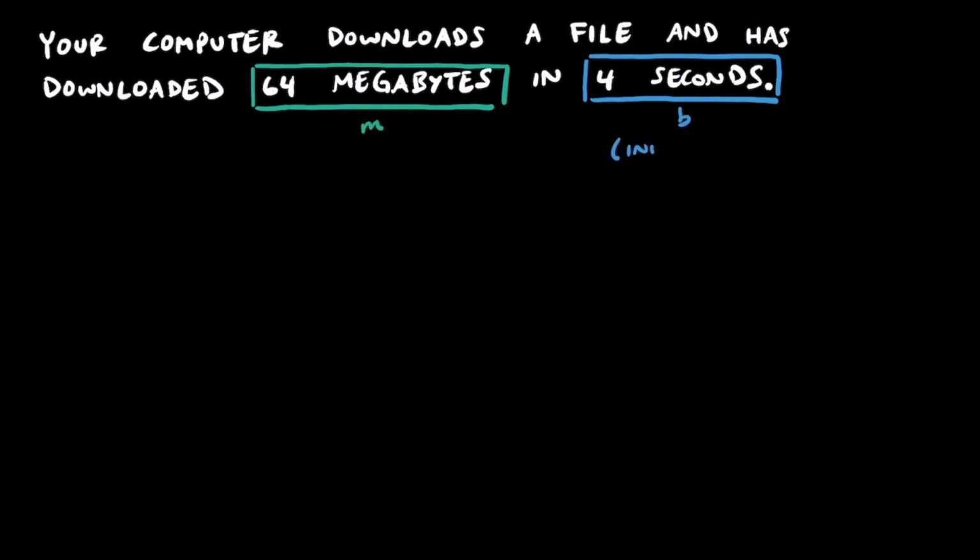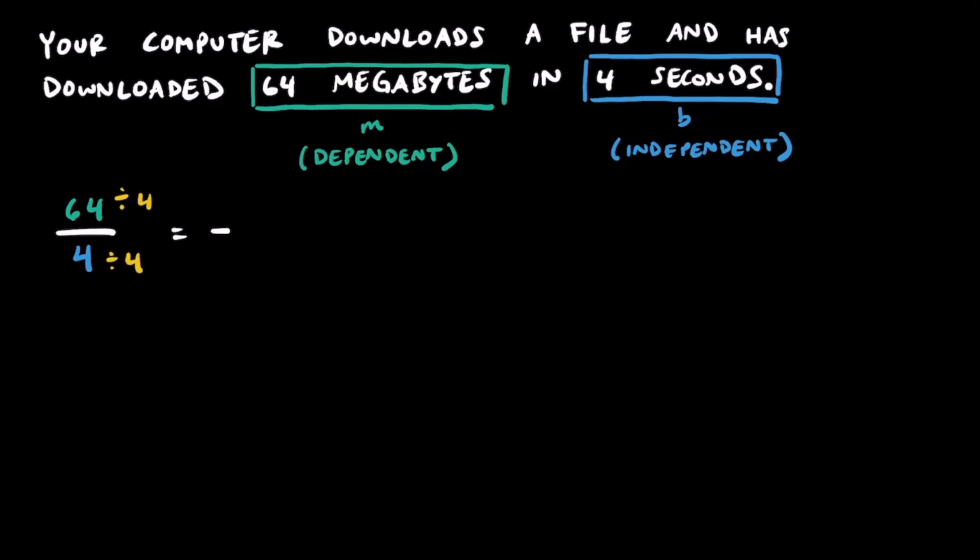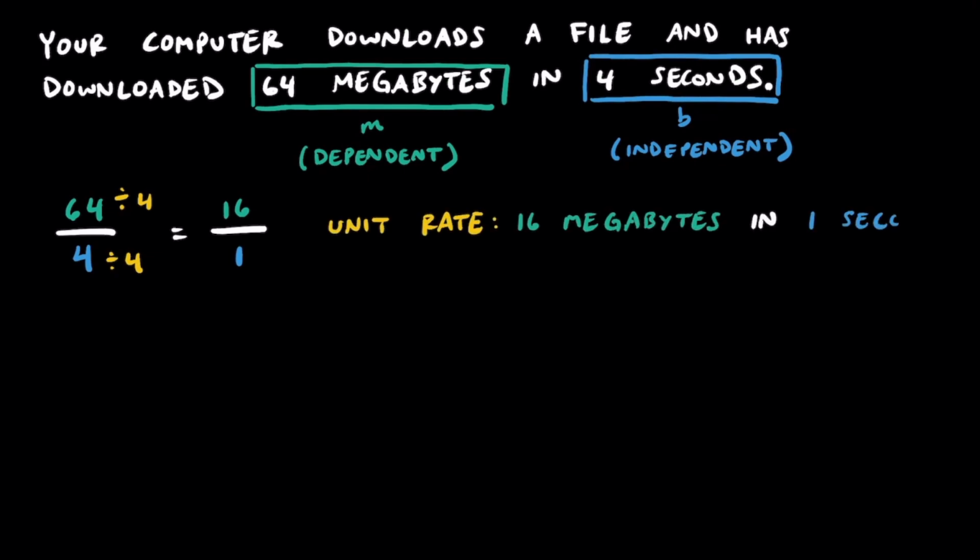Thinking back to what you know about linear equations, we're going to let the independent variable be time in seconds, and have the number of megabytes be our dependent variable. Writing this as a rate, this will be 64 megabytes for 4 seconds. To find a unit rate, we'll divide top and bottom by 4 and we'll get 16 megabytes per 1 second. Therefore, we know that this computer can download 16 megabytes in 1 second.